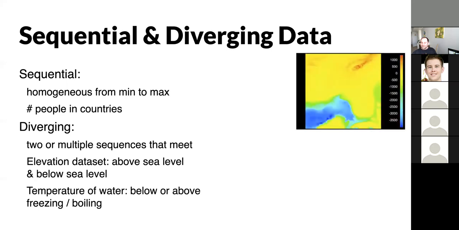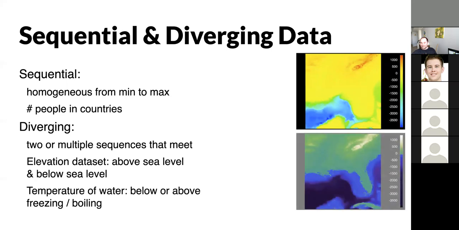So here is an example. Anybody can spot anything in that figure here? This is a continuous color, or rainbow color scale, actually applied to a diverging data set. And it's really hard to see something here. But if I use a proper diverging color scale, I can actually see that this is elevation above and below sea level. And I can see Florida and the Gulf Coast here.